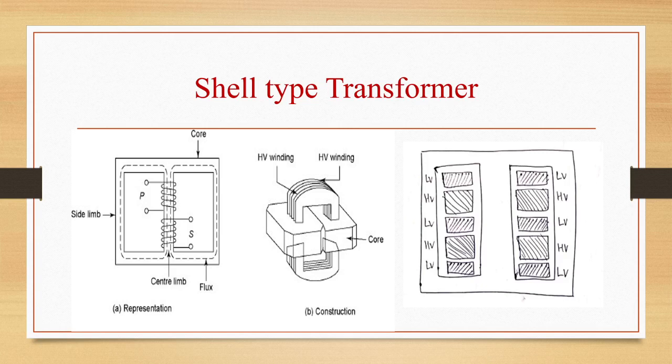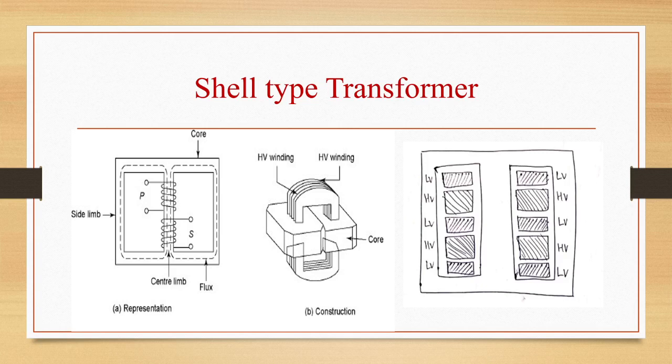Both the windings are placed on the central limb. Core encircles most part of the windings, and coils are used of multi-layer disc type or sandwich coils. So each high voltage coil will be in between 2 low voltage coils, and low voltage coils are nearest to the top and bottom of the yoke.